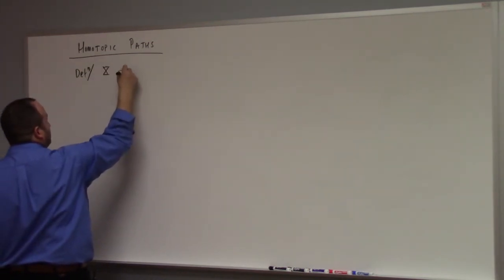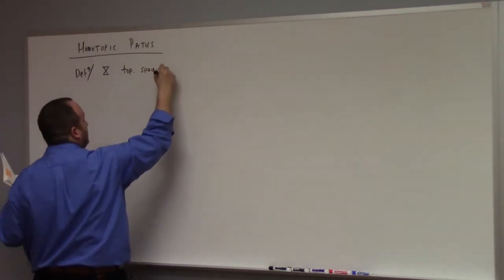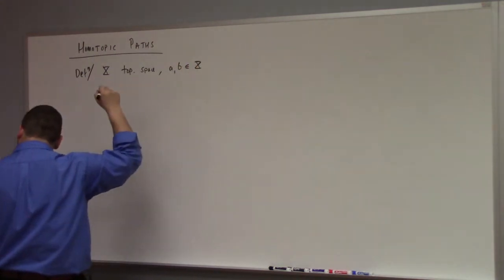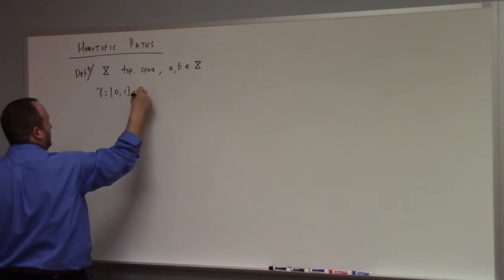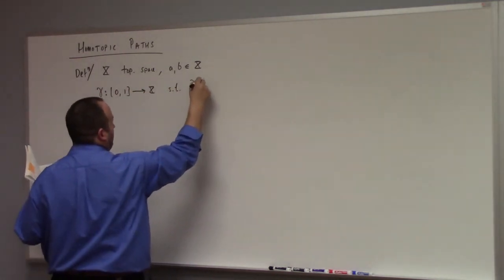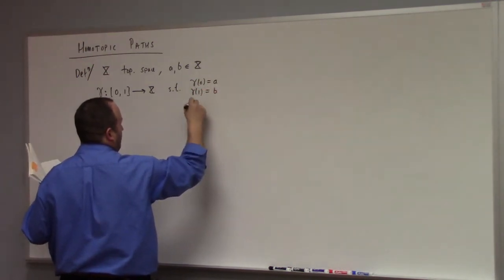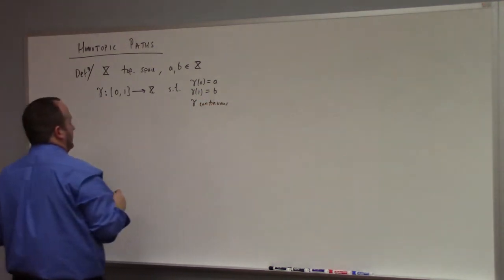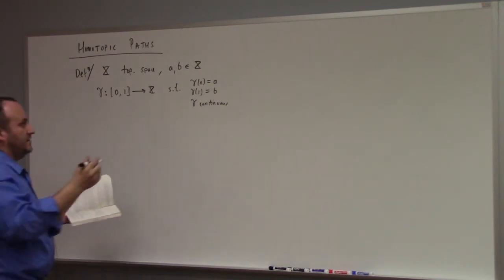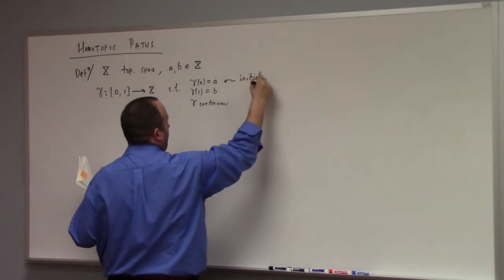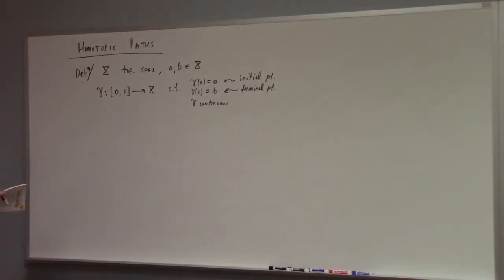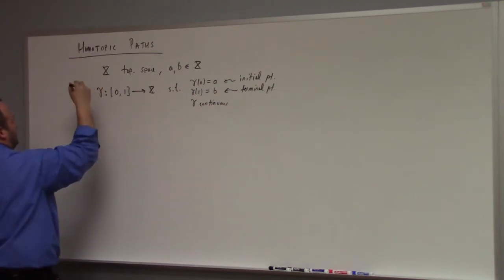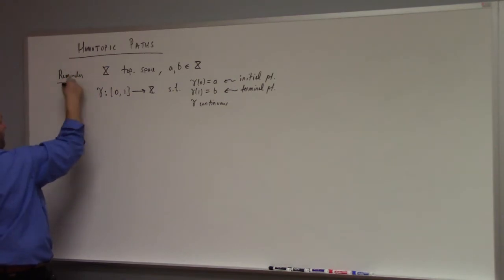X a topological space, all right? And points A and B in X, then gamma from [0,1] to X, such that gamma of 0 is equal to A and gamma of 1 is equal to B, gamma continuous, is a what? This is a path, right, from A to B. Initial point, terminal point. Okay? That is a definition, but this is more of a reminder at the moment. Definition down here.